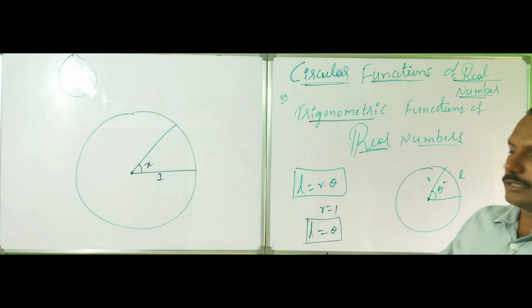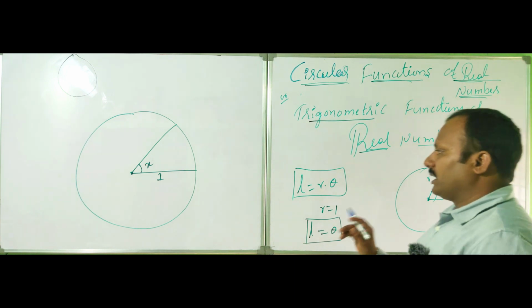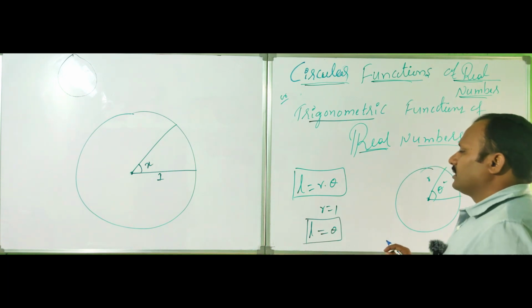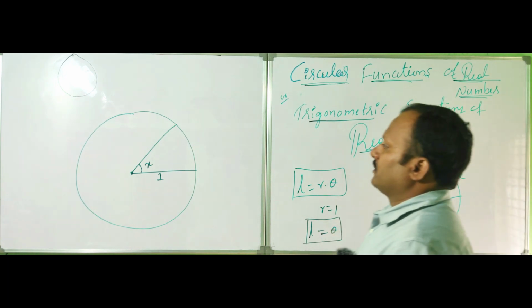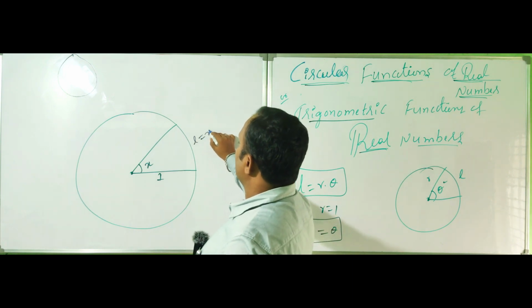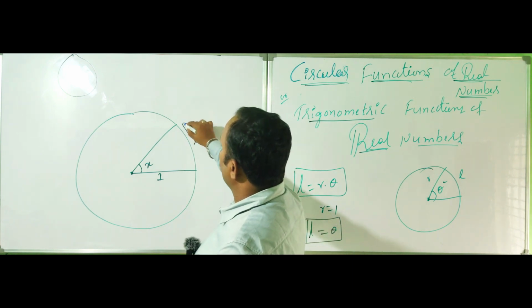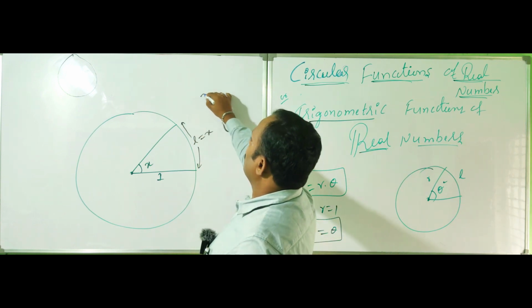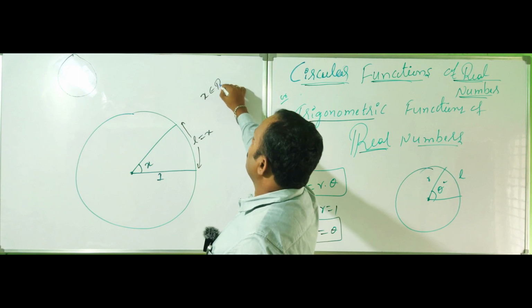This is where trigonometry starts. This is the length. How the length of the arc behaves with theta, as the value of theta changes. L becomes theta, that's x. Here x is a real number.